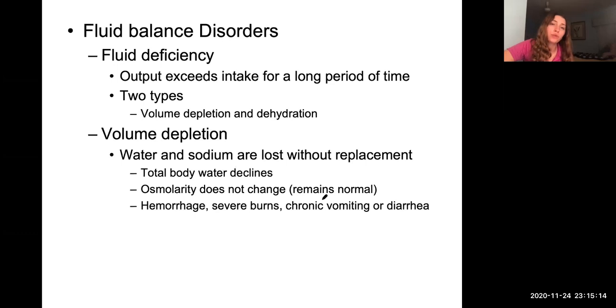So, fluid deficiency: output exceeds intake for a long period of time. Fluid volume depletion and dehydration. Water and sodium are lost without replacement. Total body water declines, but osmolarity doesn't change; it remains normal. You're losing both sodium and water at the same time, and this can happen in hemorrhage, severe burns, chronic vomiting, or diarrhea, which I doubt she's going to ask about.